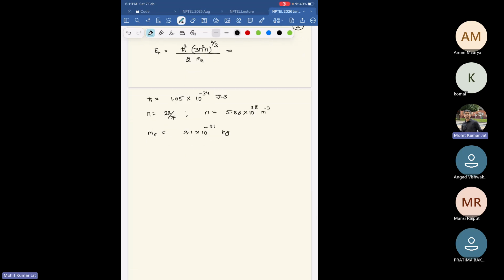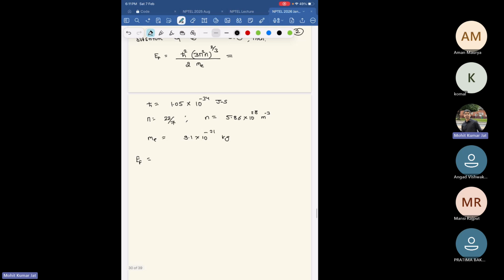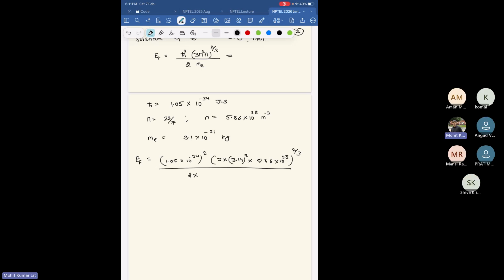Yeah, so if we follow these numbers, what we get is your EF will be h bar square, which will be 1.05 into 10 power minus 34 whole square, times 3 into 22 by 7, which is roughly 3.14, square, times number density, which is 5.86 into 10 power 28, to the power 2 by 3, divided by 2 times mass of electron. Mass of electron is nothing but 9.1 into 10 power minus 31 kg.